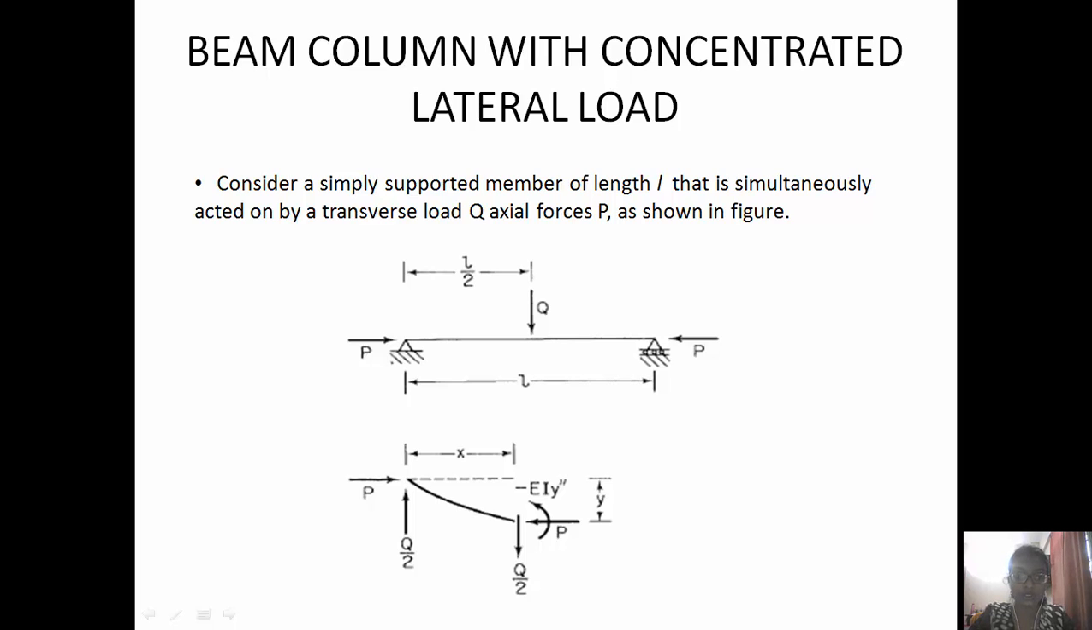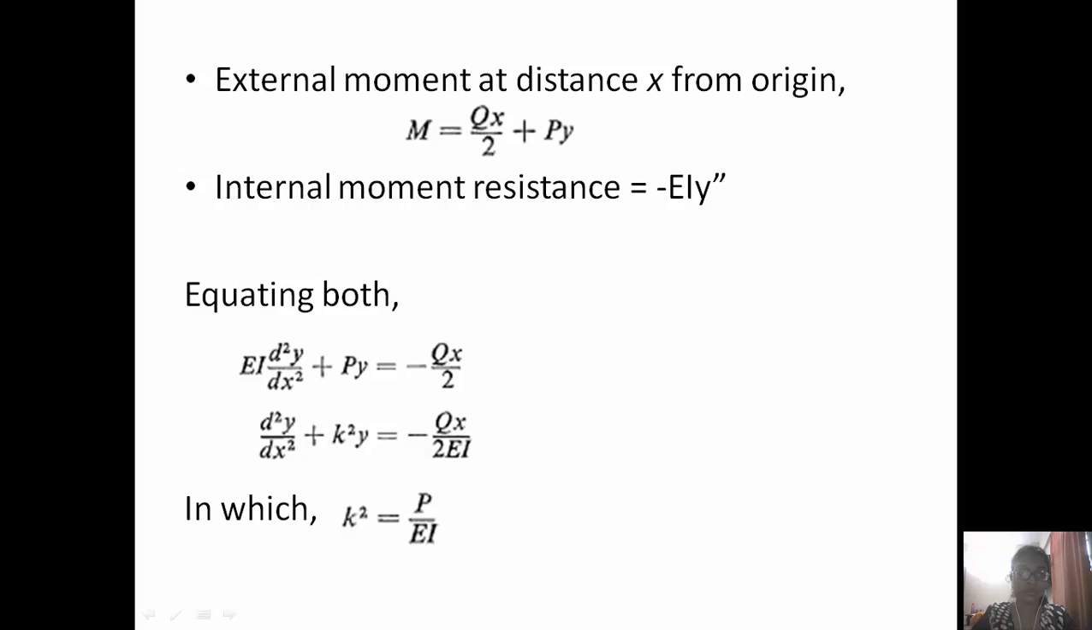So we have axial force P acting on both the sides, as well as the internal moment resistance, that is minus EI y double dash, and the deflection at the distance x is taken as y, and we also have Q by 2 force. Now we have the external moment at distance x from origin as M equal to Qx by 2 plus Py, and internal moment resistance, as already said, minus EI y double dash.